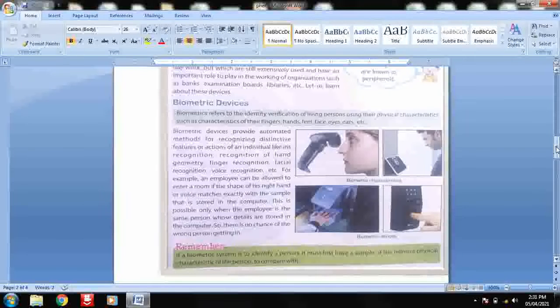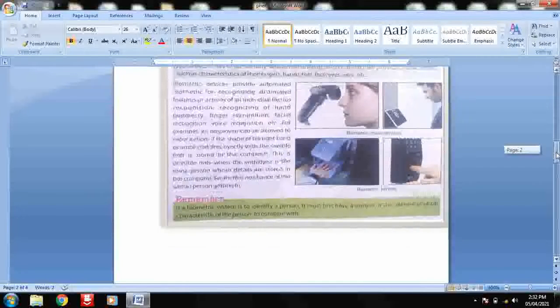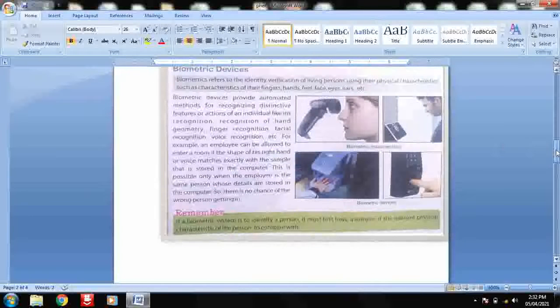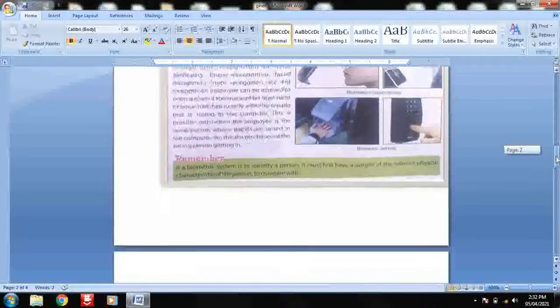If a biometric system is to identify a person, it must first have a sample of the relevant physical characteristics of the person to compare with. So for using these devices, the data is stored beforehand. The verification is done, so that next time when the person comes, the device will detect it. These are the biometric devices, and you can see the images here: eye scan, fingerprints, and detecting the whole imprint of hand geometry. All these things are detected in this. These are biometric devices.